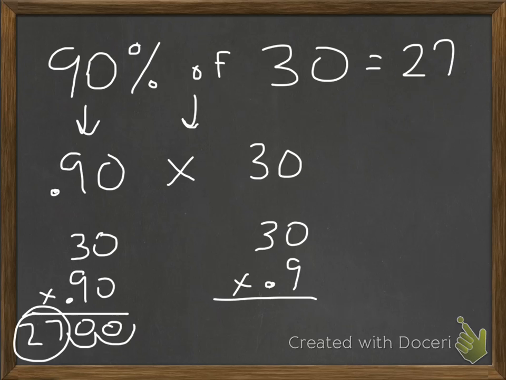This way, I can do the same thing. 9 times 0 is 0. 9 times 3 is 27. I'm only going to go one place to the left because I only have one decimal, and I still get 27. I tell them to try to make it easier and get rid of the zeros if you can.